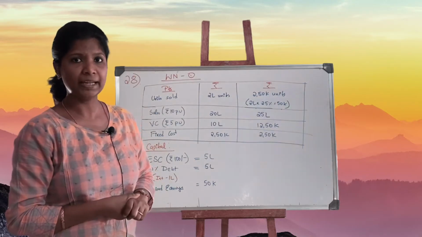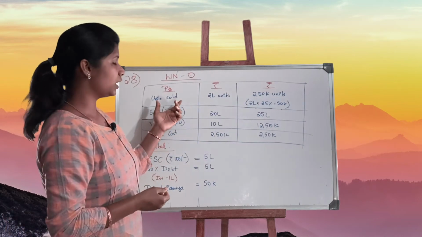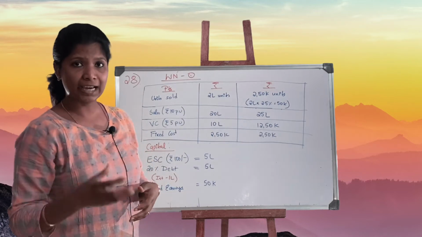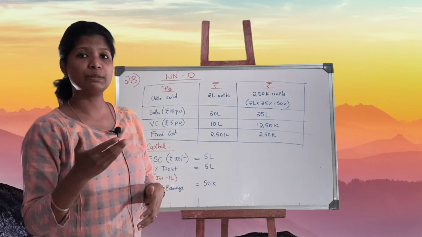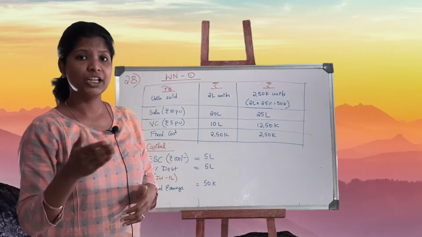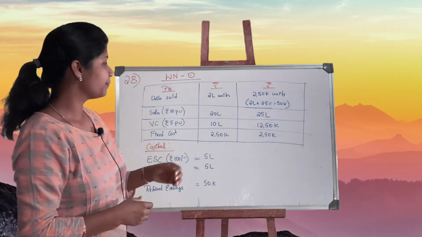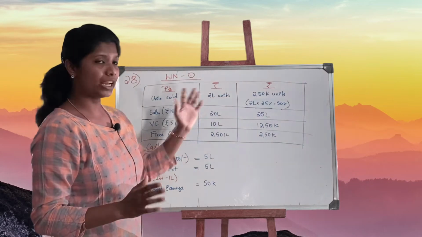Question number 28. Let's look at the details of the question. They have given basic sales as 2 lakh units and they've asked us to find out the entire income statement if the 2 lakh units sold is increased by 25%. That is 25% on the basic sold units. Let's look at it. Units sold, the base units are 2 lakh units.